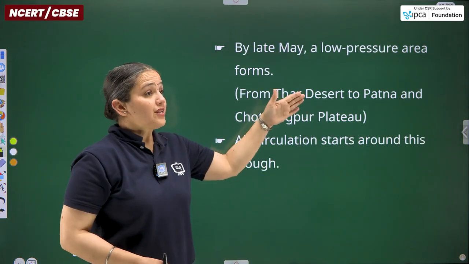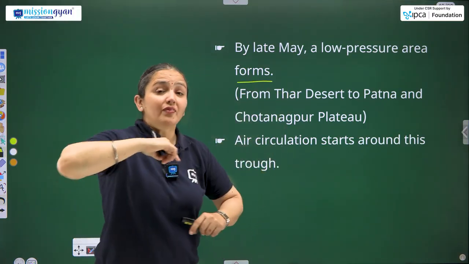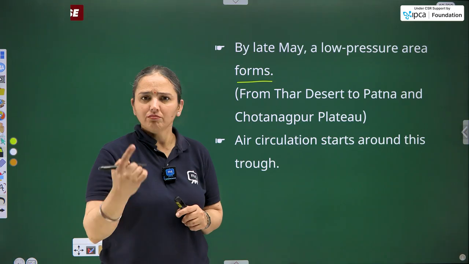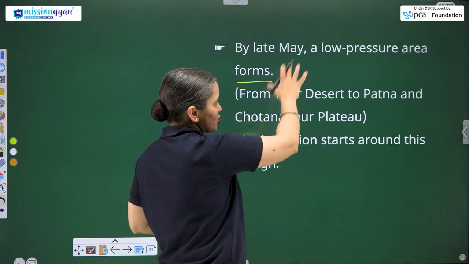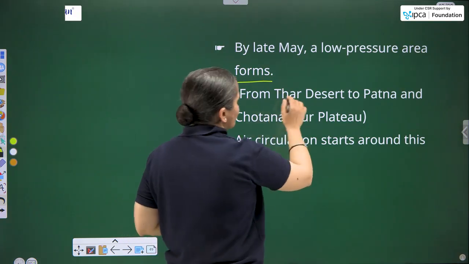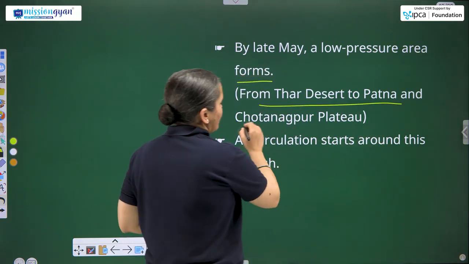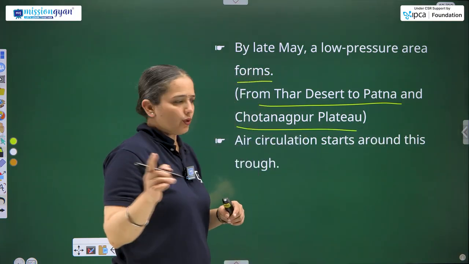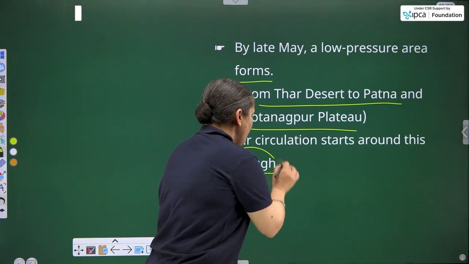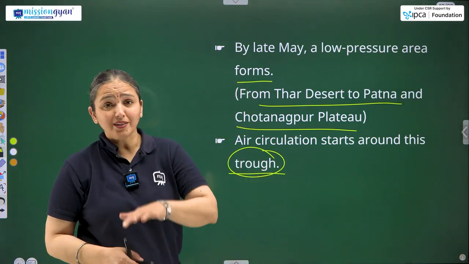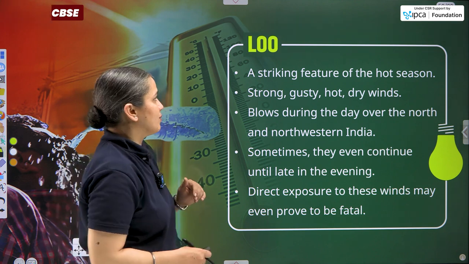Then by late May, almost by the end of May, a low pressure area forms because that is the beginning of the arrival of the advancing monsoon season. Such a low pressure area forms from the Thar desert to Patna in Bihar and the Chota Nagpur plateau by the West Bengal region. So air circulation starts around this trough. Trough means a sunken region, or at least a region having lower altitude.